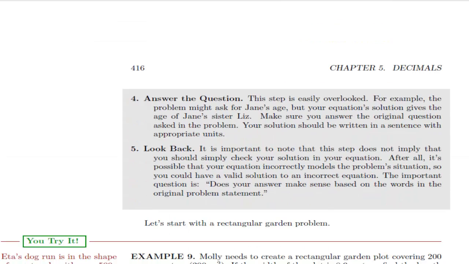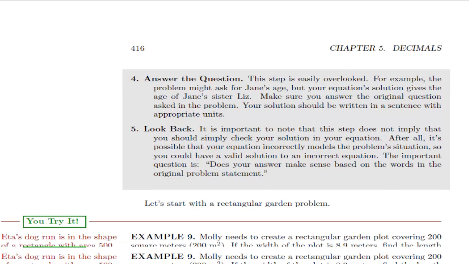4. Answer the question. This step is easily overlooked. For example, the problem might ask for Jane's age, but your equation solution gives the age of Jane's sister Liz. Make sure you answer the original question asked in the problem. Your solution should be written in a sentence with appropriate units.